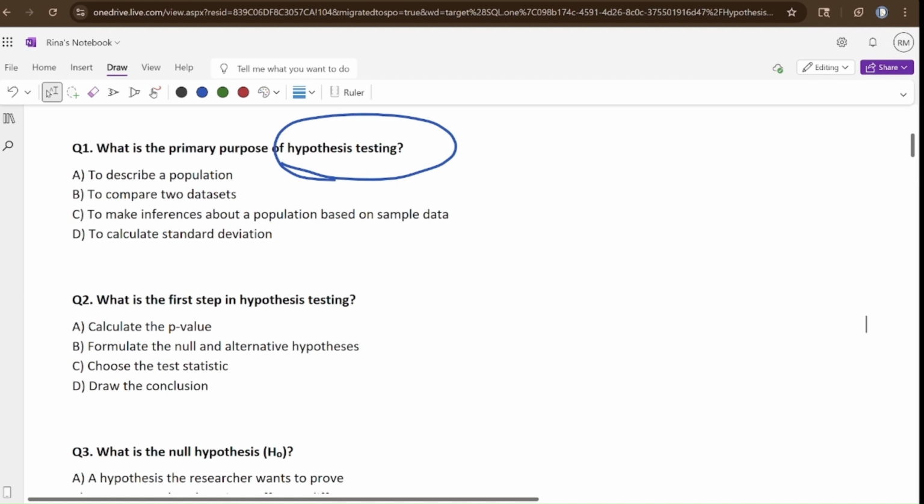Hi everyone, welcome back. Today we are going to discuss questions from hypothesis testing. But before that, let me give you a small recap.